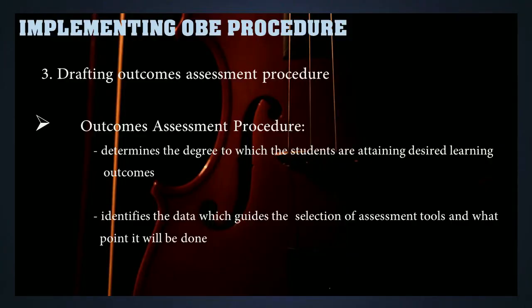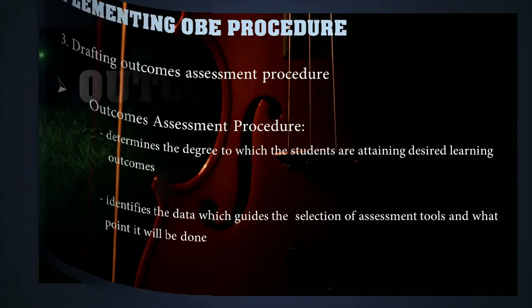Implementing OBE procedure number 3, drafting outcomes assessment procedure. It means the outcomes assessment procedure will determine the degree to which the students are attaining desired learning outcomes. It identifies the data which guides the selection of assessment tools and at what point it will be done.